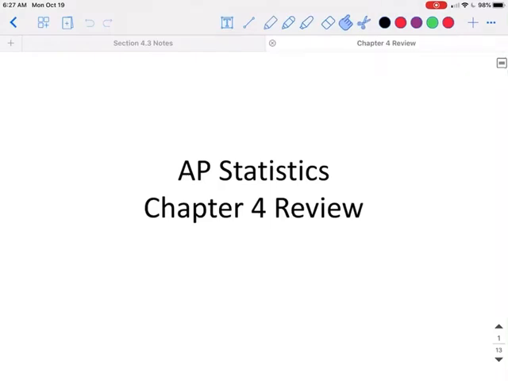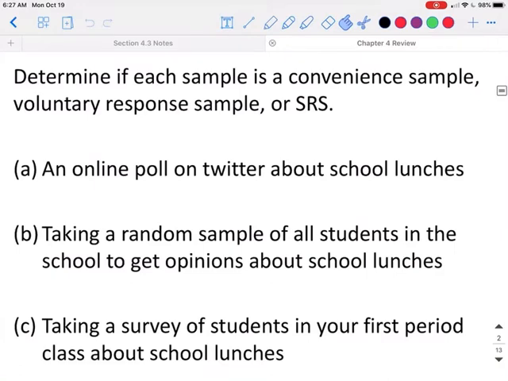This is the AP Statistics Chapter 4 review. Determine if each sample is a convenient sample, voluntary response sample, or a simple random sample. An online poll on Twitter asks about school lunches. This would be voluntary response sampling because people choose whether or not they want to respond.